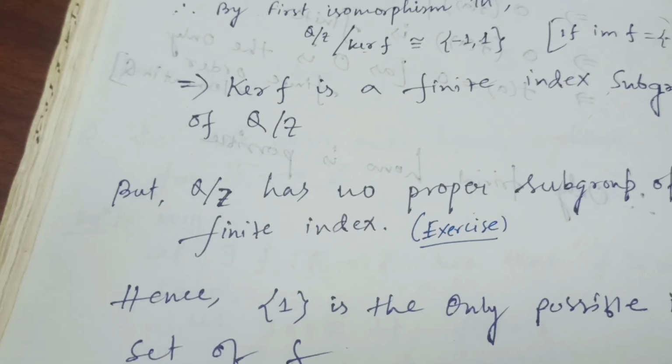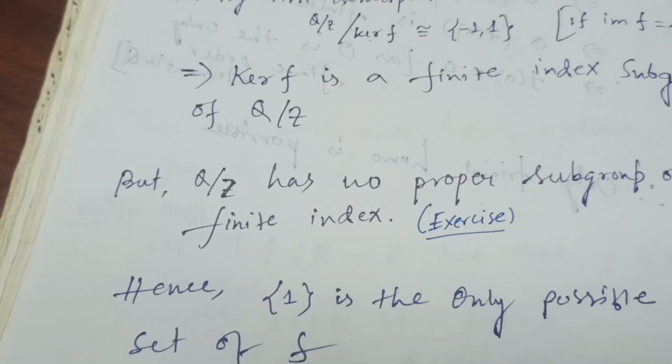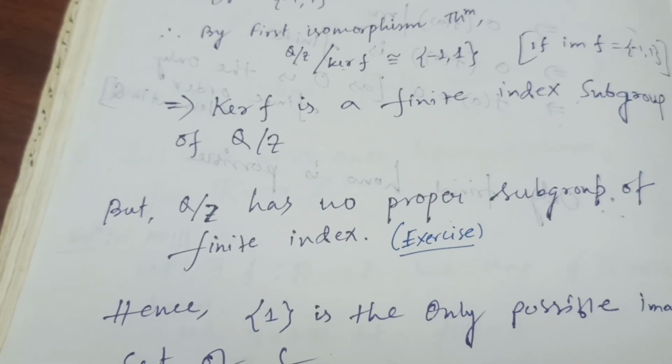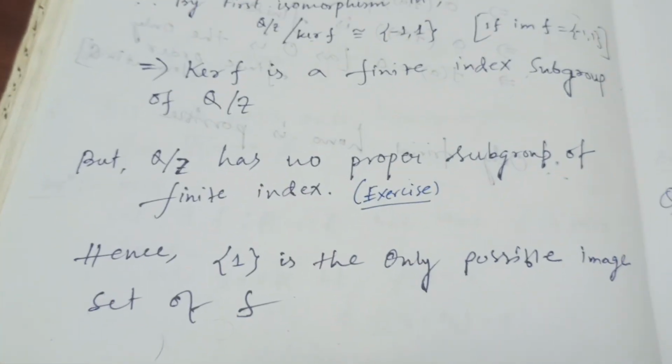So the only possibility is that the image of f is the identity element. So the only homomorphism possible is the trivial homomorphism. So the answer is, no such non-trivial homomorphism exists. Hence proved.